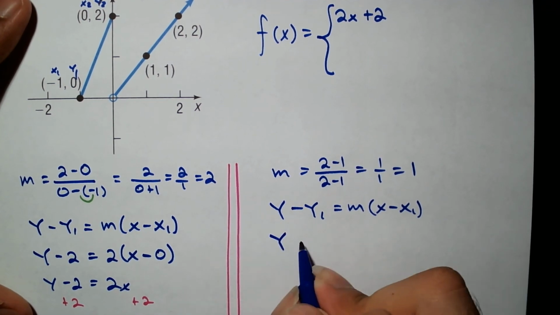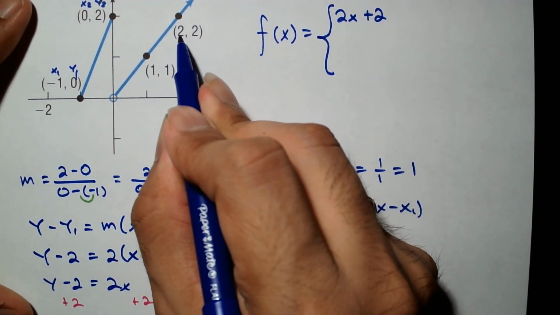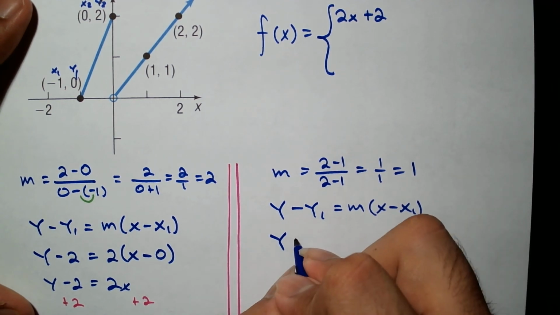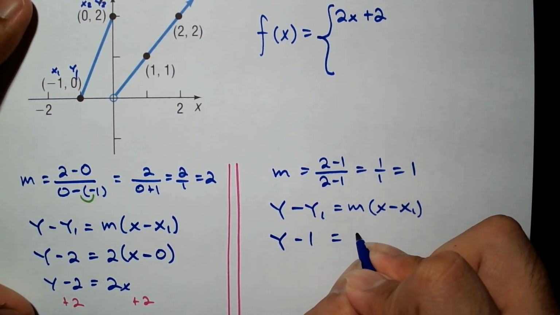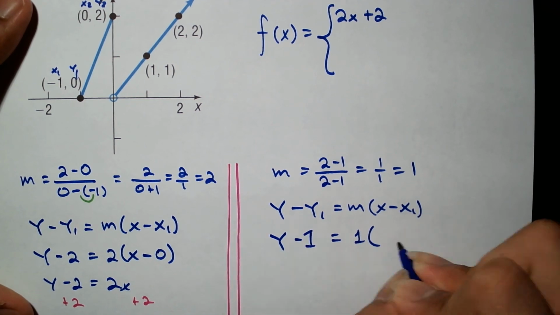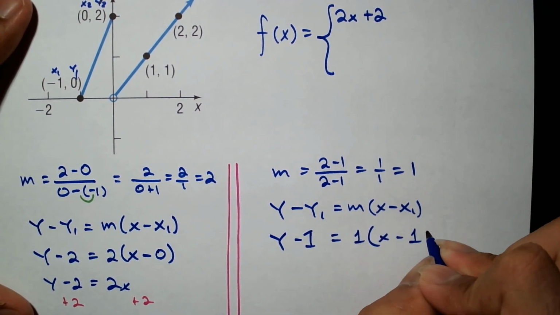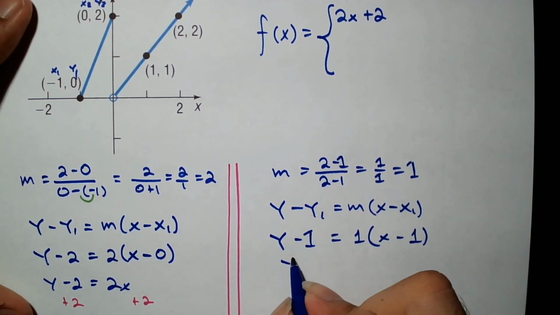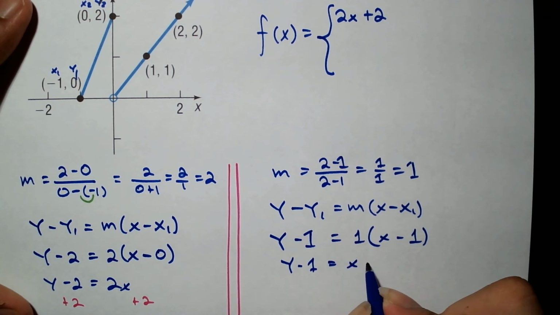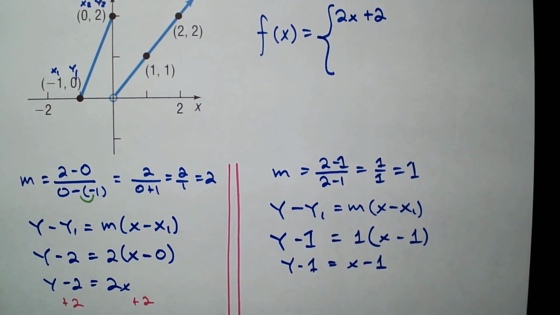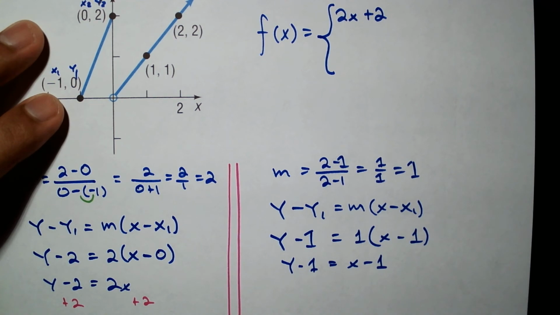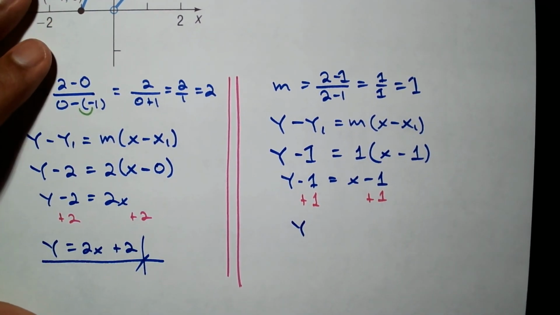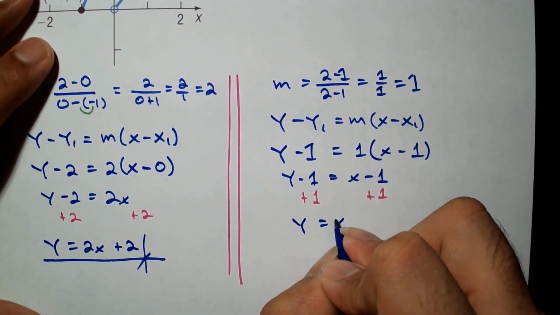And I'm going to choose just any point. I could use 2, 2 or 1, 1. I'm going to use the one with the smallest numbers. All ones. Okay, the slope is also 1. And y minus 1 equals x minus 1. And then when we add 1 to both sides, this is y equals just x.